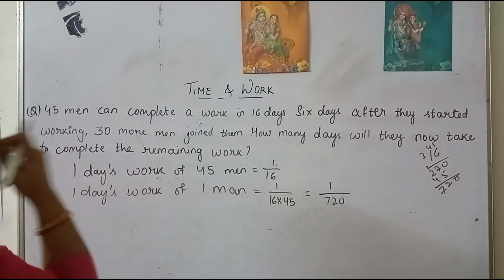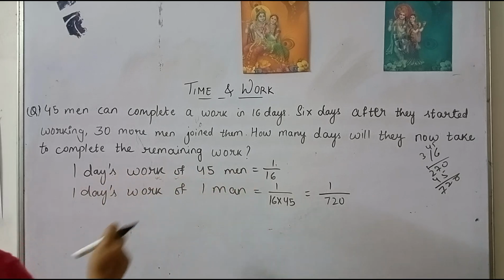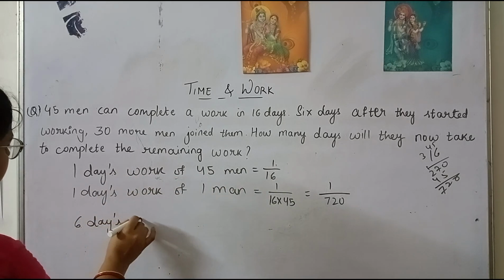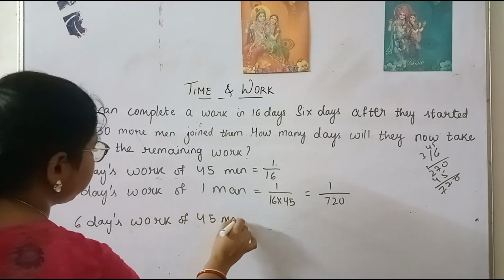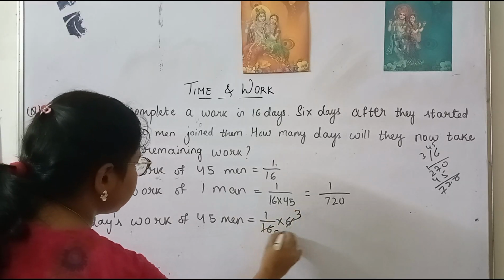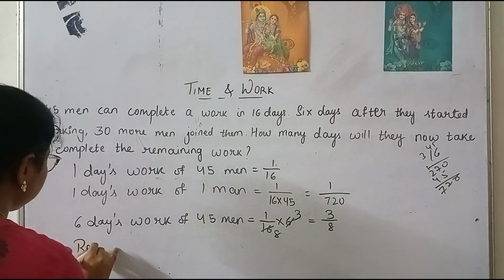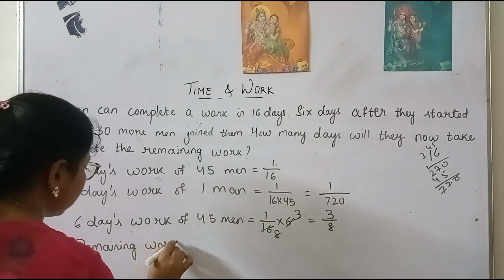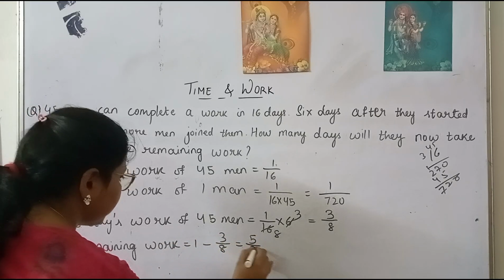Then our question is, in 6 days they have completed some part of the work. So 1 day's work is this much. 6 days' work of 45 men will be 1/60 into 6, which is 1/10. Next, the remaining work is 1 minus 1/10, that is 9/10.